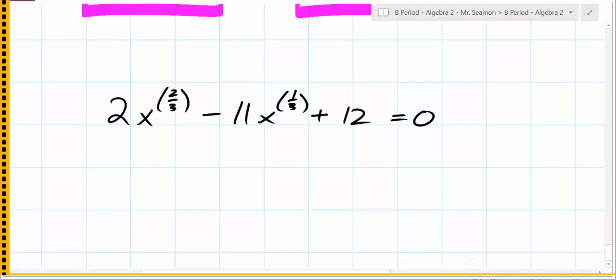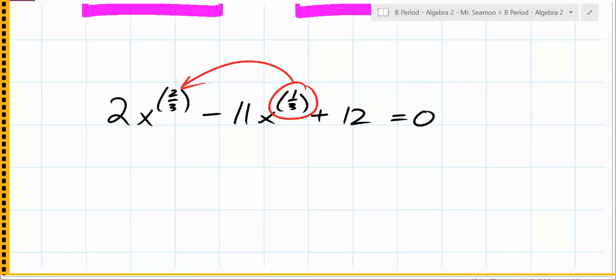Okay. What about this one? Hold on. Because this power is half of that power. Doesn't matter what they are. It could be 3 and 6. It could be 10 and 20. They're going to be fake what? Fake quadratics.